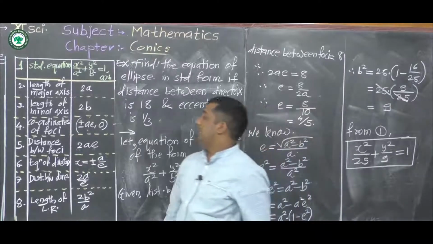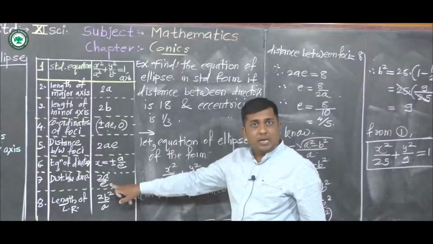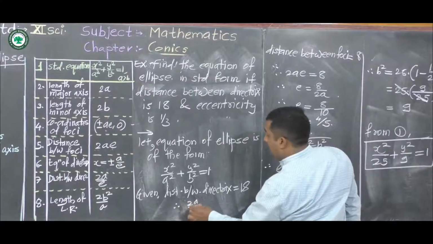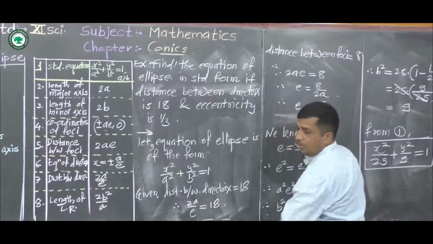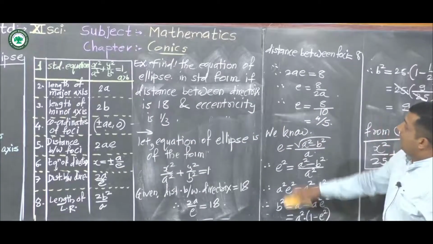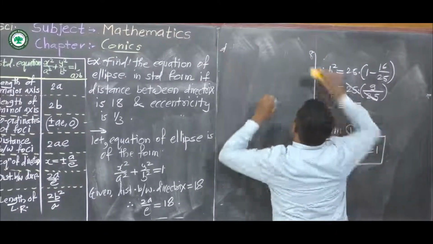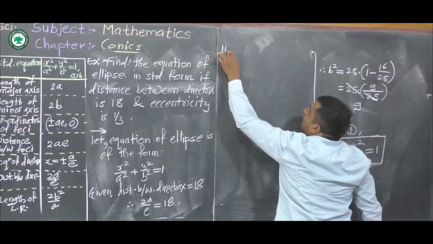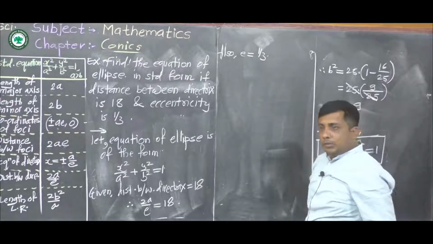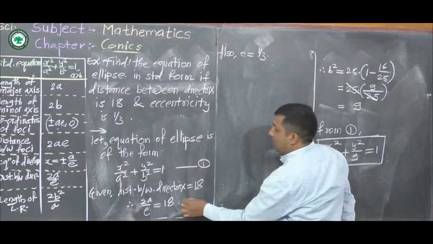We know the distance between the directrices is twice a upon e. So I write 2a upon e is equal to 18. Also, the eccentricity e is equal to 1 upon 3, as given. Now we replace this e in the second equation.